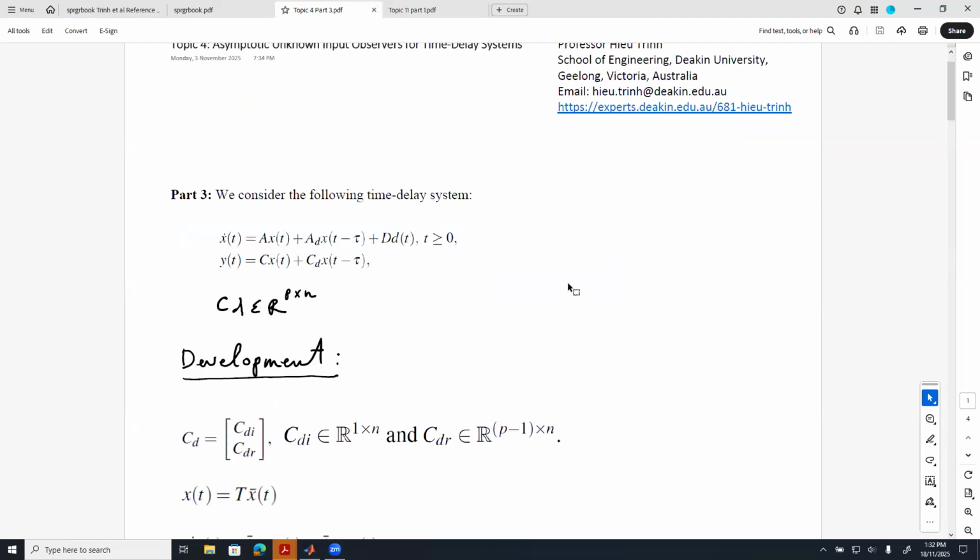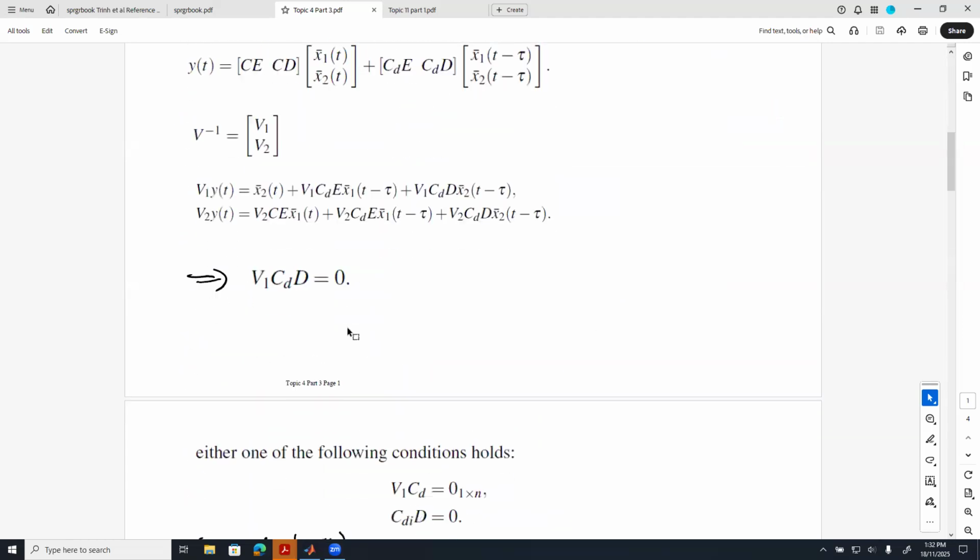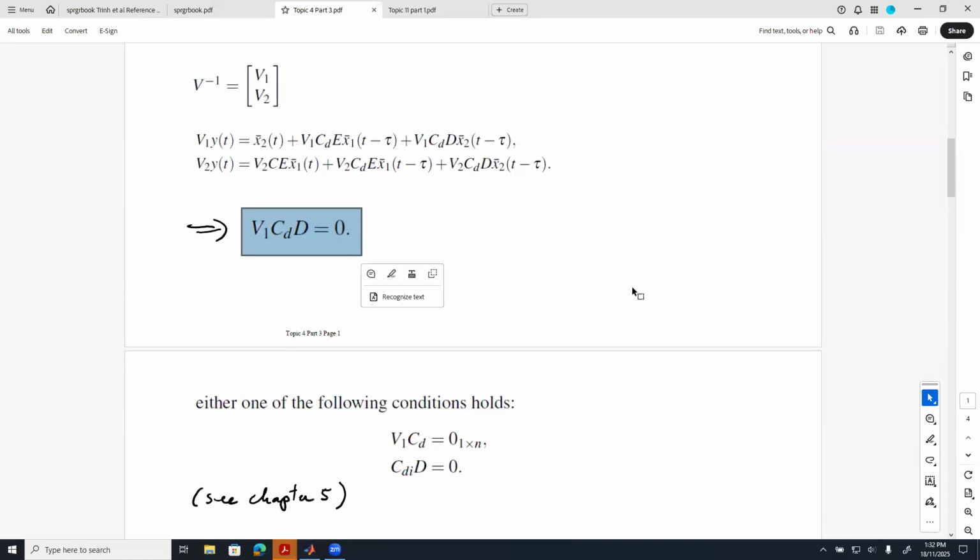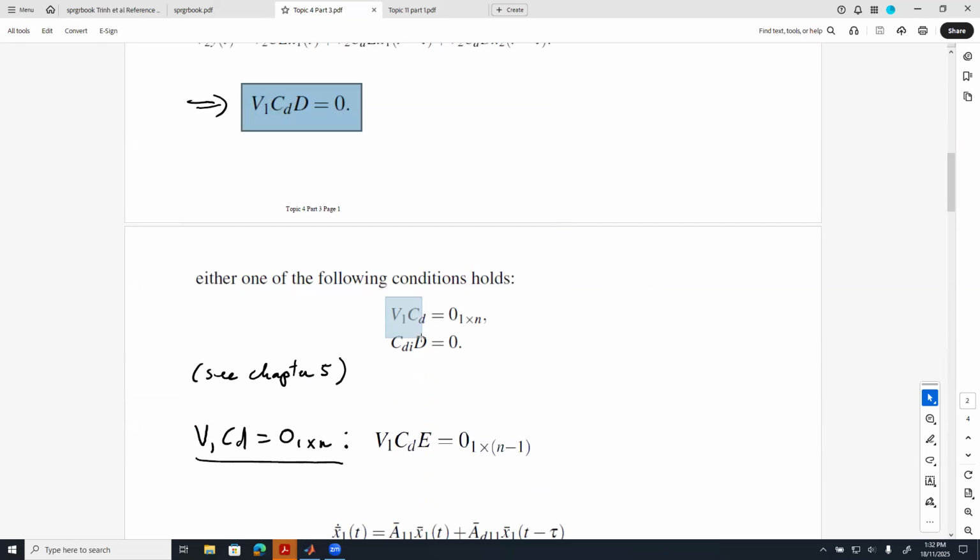And so that was the development in there. When we impose the constraint on the matrix CD, which is this constraint, we have two conditions. One is V1 times CD is 0. The other one is the rho associated with the output measurement Yi of t. That matrix CD, the rho in there, had to be the left null space of D.